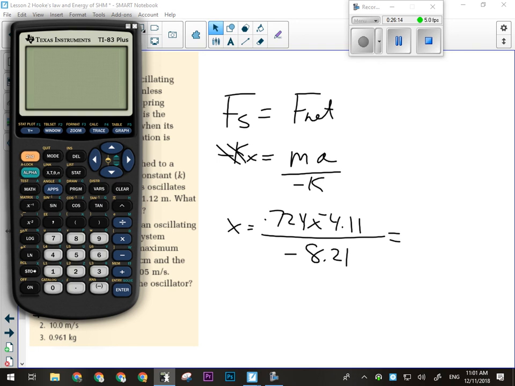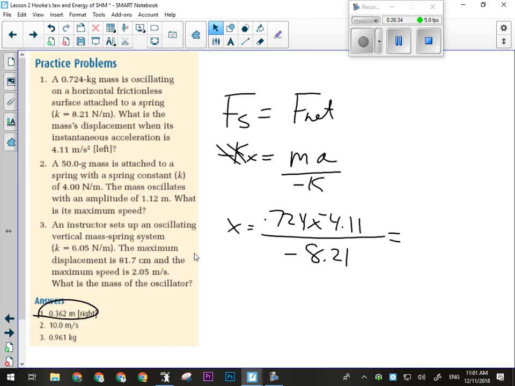We can just double check it. 0.724 times negative 4.11 divided by negative 8.21. Okay, 0.362. I would say right. If it gives you left and right in the question, don't go to positive and negative in your answer. Use positive and negative for the math, but then go back to the direction. Same as we did in Unit 2.